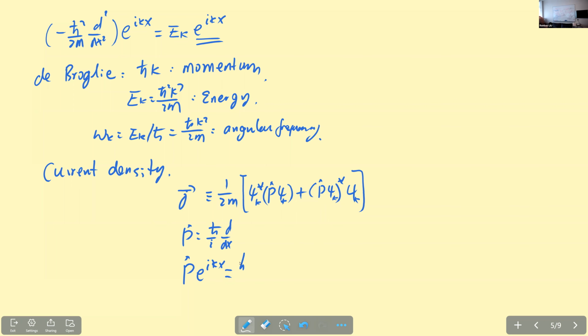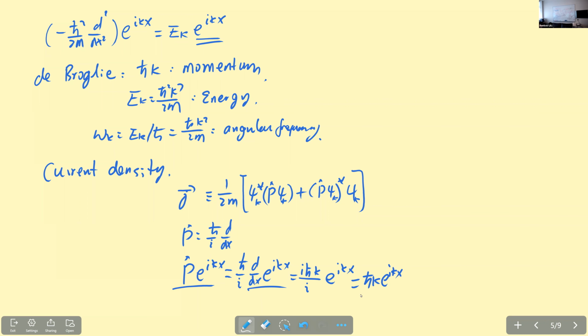That will be equal to i over h bar, d over dx, e^{ikx}. The differential of this exponential function gives you ik times this exponential function. So the result will be h bar k times i divided by i, e^{ikx}. So that's nothing but just h bar k, e^{ikx}, okay?